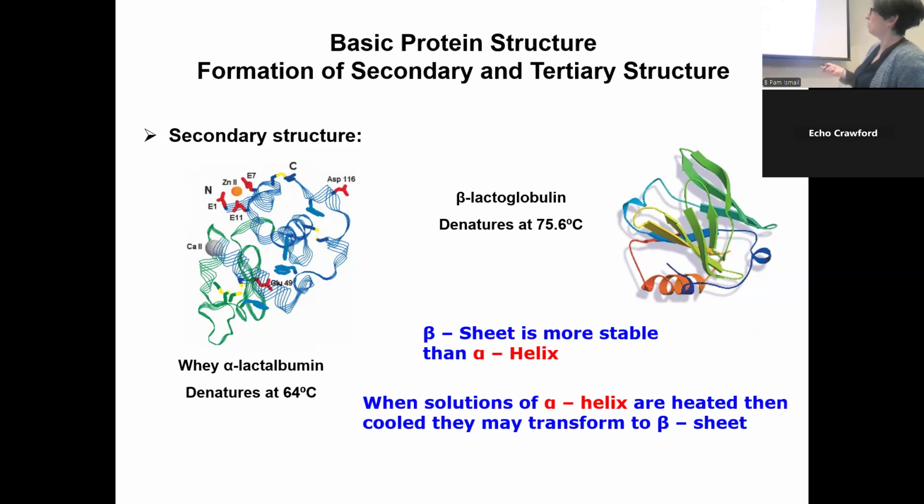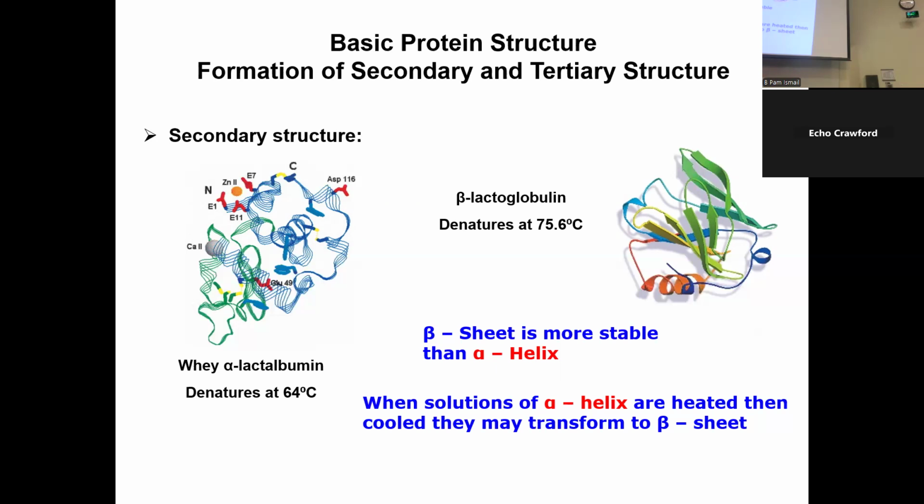So the secondary structure impacts denaturation temperature. Beta sheet is more stable to thermal denaturation than alpha helix. So you can see that beta sheet denatures at 75 degrees C, whereas alpha lactalbumin can denature at a lower temperature, 64. So alpha helix is more prone to denature than beta sheet. And presence of beta sheets actually correlates to good gelling functionality because it's more stable and gives more strength to the gel.